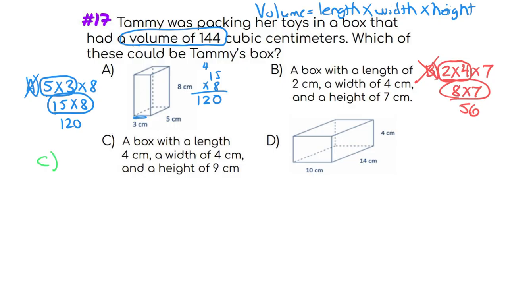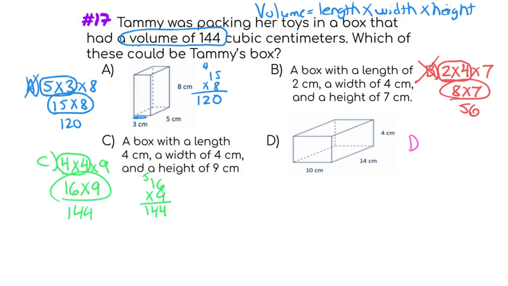Again in words, a box with a length of 4, a width of 4, and a height of 9. Well, 4 times 4 is 16 times 9. Let's see, 16 times 9. 9 times 6 is 54. 9 times 1 is 9, plus 5 is 14. Hey, I got 144. C looks pretty good. Let's try D just to check.